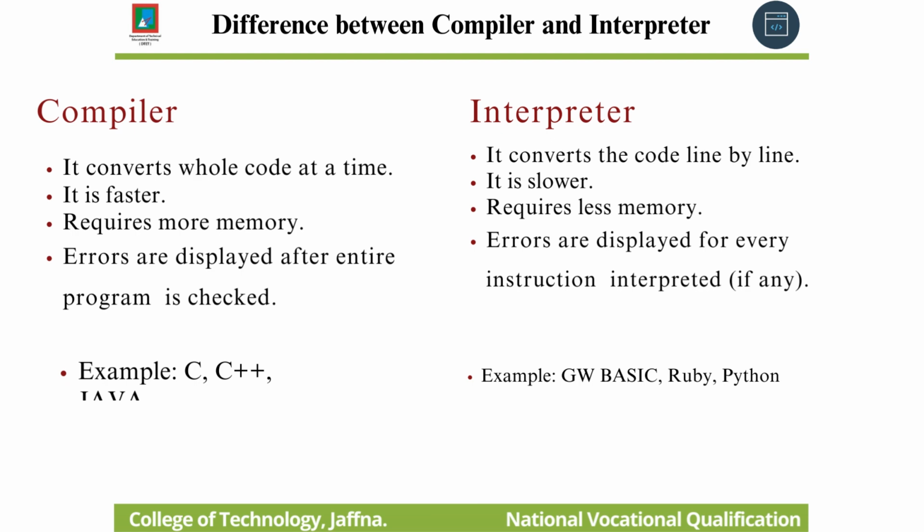Interpreter: it converts the code line by line. It is slower. Requires less memory. Errors are displayed for every instruction interpreted, if any. Example: GW-BASIC, Ruby, Python.